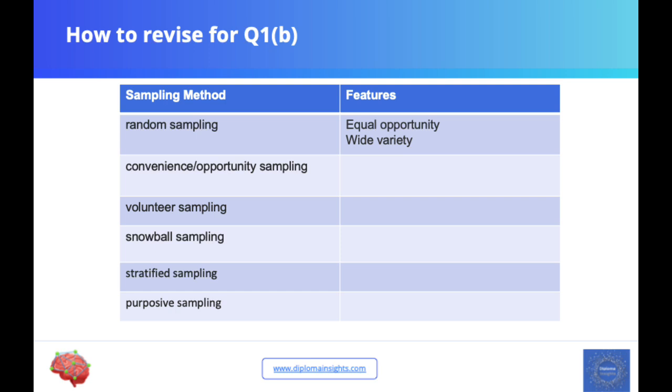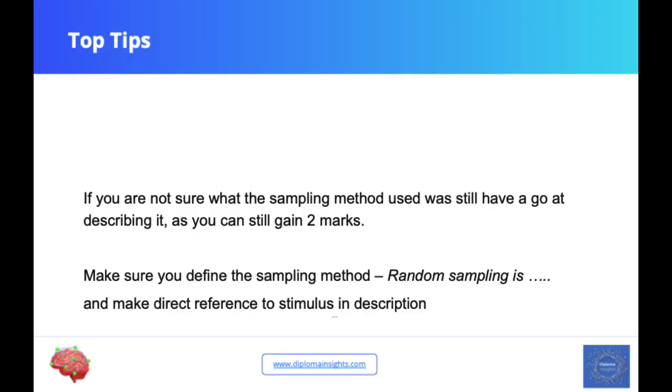This means I could end up with a wide variety of participants in my final sample, and it's unlikely that I will end up with an equal representation of, for example, males and females. Try to have 2 features for each sampling method. This will help you not only be able to identify the sampling method in the stimulus, but also to give a description of it.